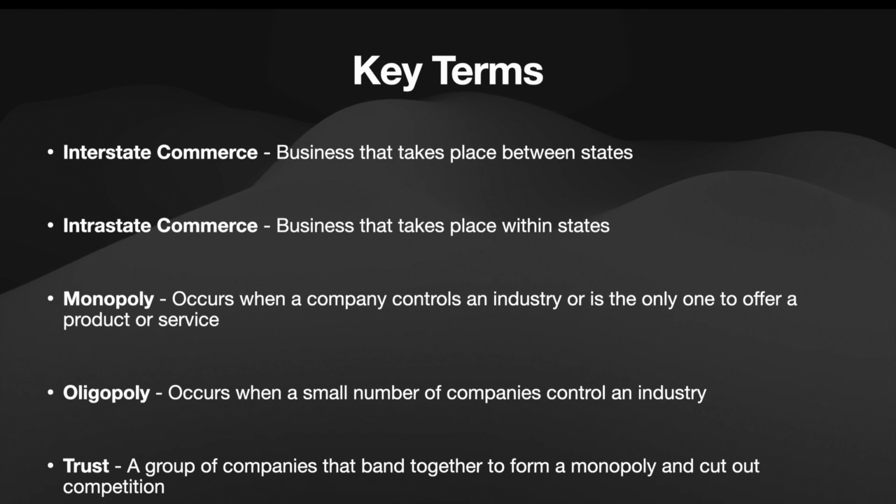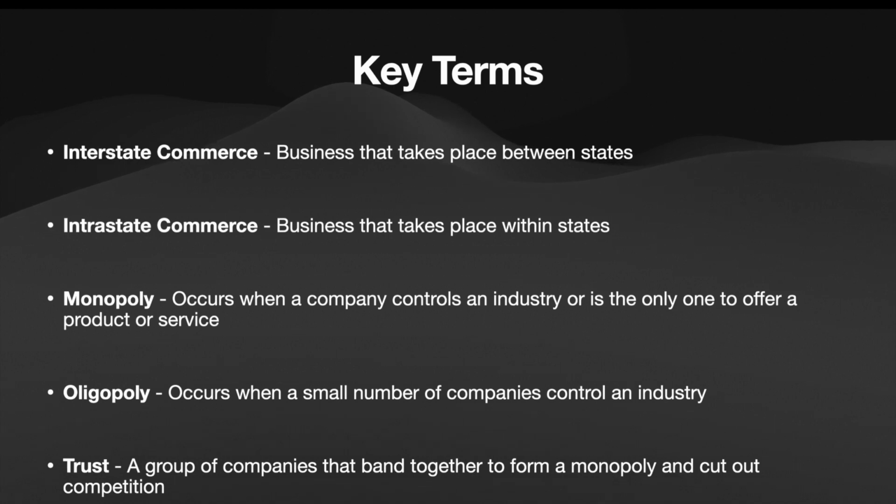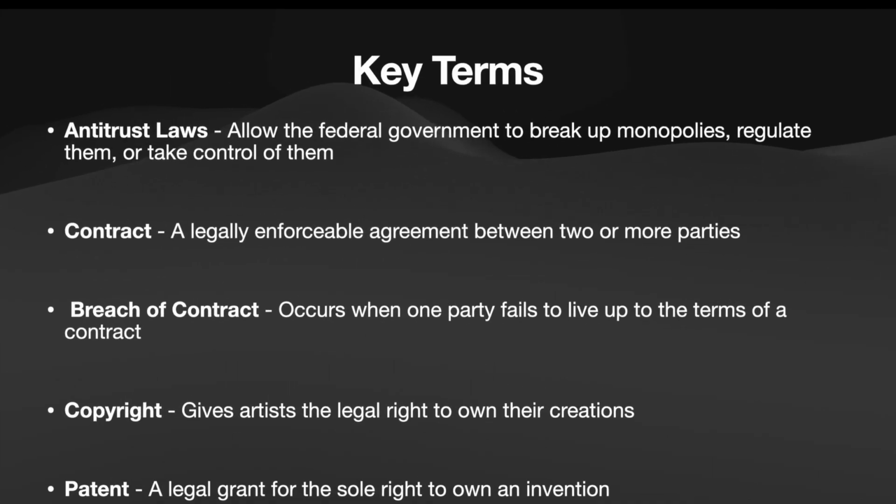An oligopoly occurs when a small number of companies control an industry. A trust is a group of companies that band together to form a monopoly and cut out competition. Antitrust laws allow the federal government to break up monopolies, regulate them, or take control of them.